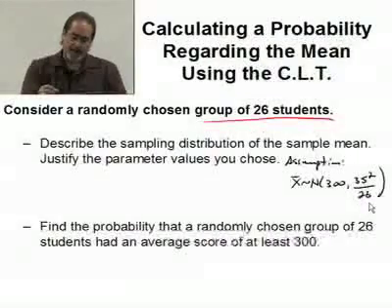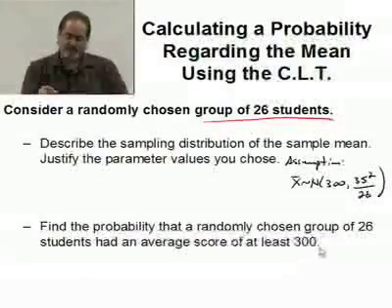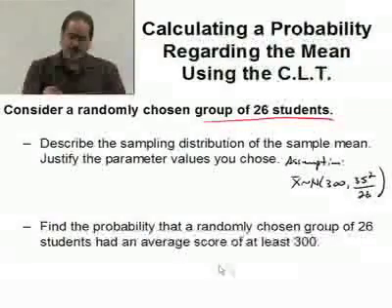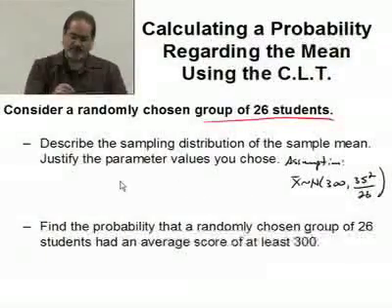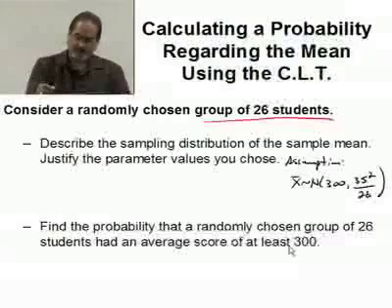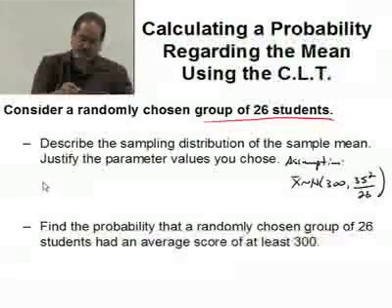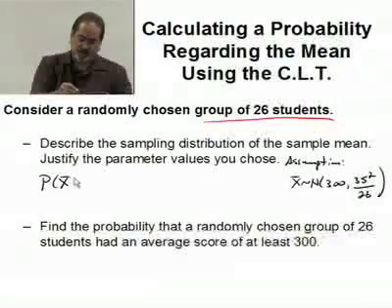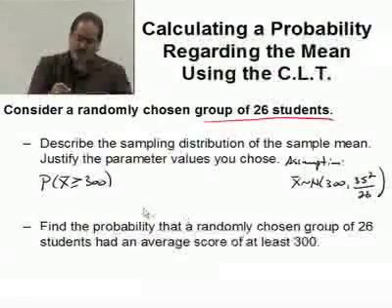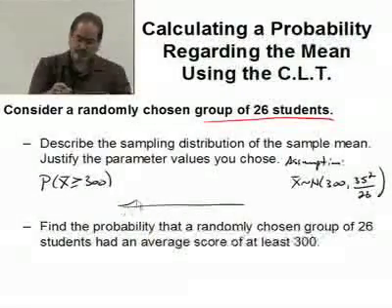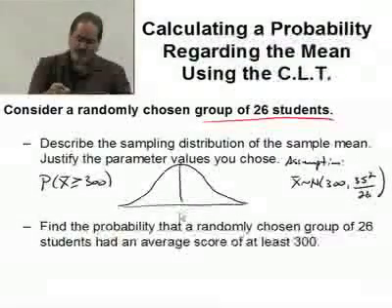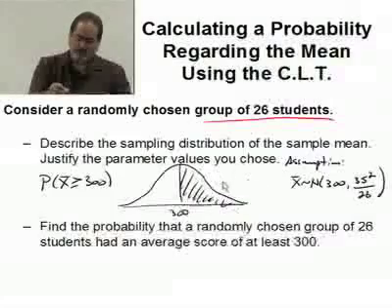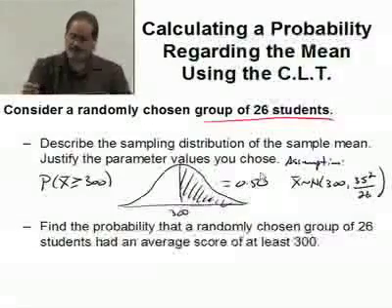Okay, find the probability that a randomly chosen group of 26 students had an average score of at least 300. Well, I'm going to use this area to draw my picture. This is saying, look for the probability that x bar is at least 300. If I draw that picture, the mean is 300. I'm looking for this. Oh, it's 0.5. Well, that didn't change.